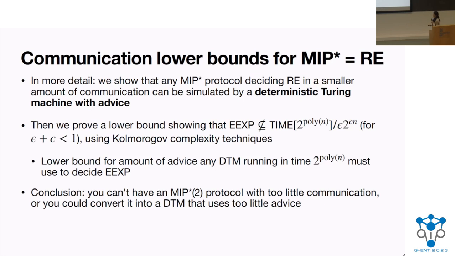So the conclusion there is that you can't have an MIP star 2 protocol with too little communication, or you could convert it into a deterministic Turing machine that uses too little advice to decide EXP. And EXP is contained in RE, so the result follows also for RE.